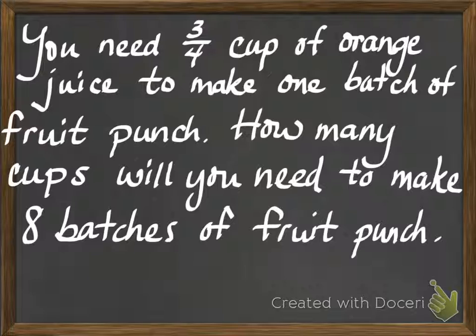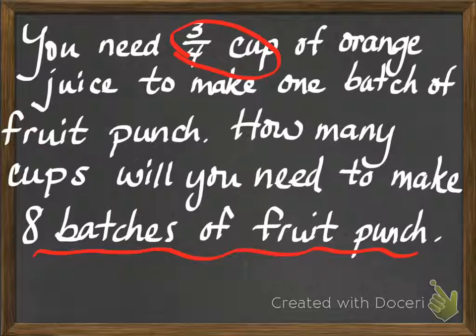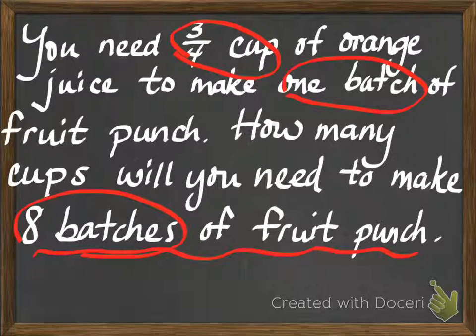So my purpose is to find out how much I will need to make 8 batches. And my important information is I'll need 3/4 cup of orange juice to make 1 batch. And how much will I need then to make 8 batches? So you can see I'm going to be multiplying 8 times 3/4, and that's what I'm going to teach you how to do today. Multiplying a whole number times a fraction.